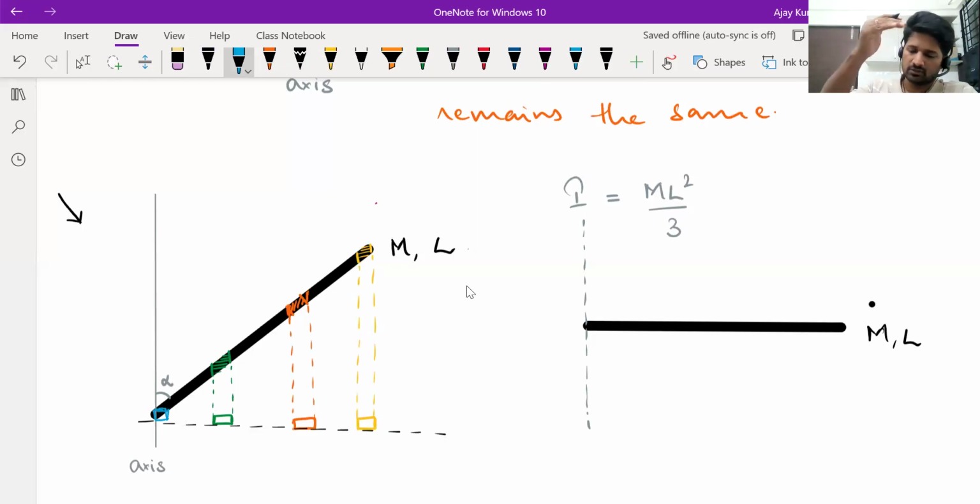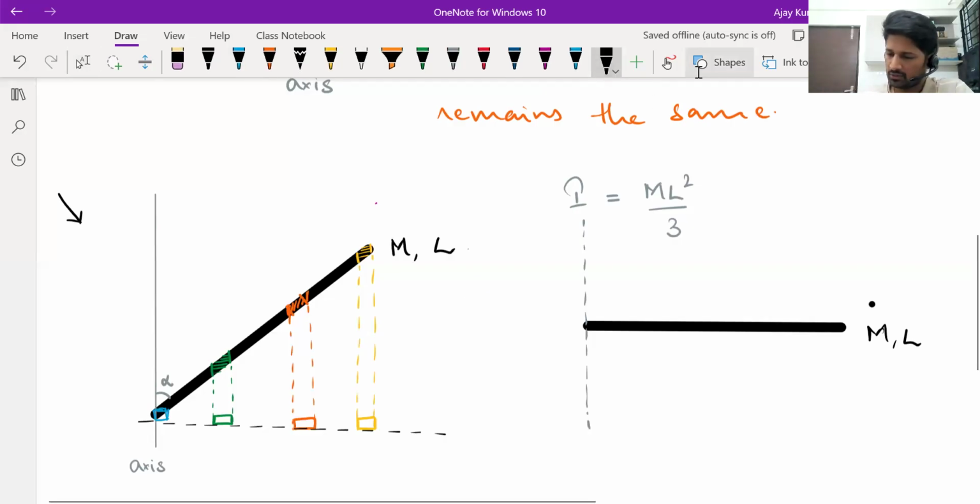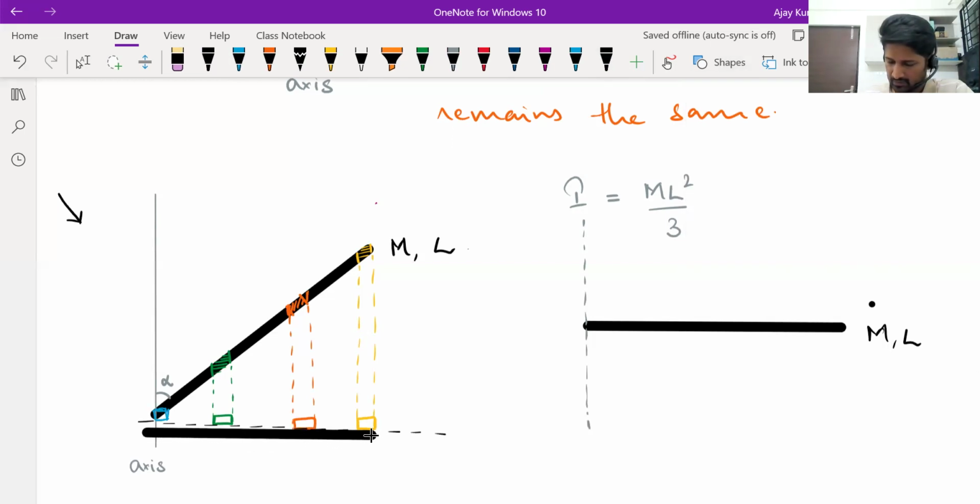Fine. So imagine dropping all the mass of the rod onto this perpendicular line. Effectively, what you get is another rod like this. Are you all able to visualize this or not? The small masses of the original rod being dropped onto a perpendicular direction like this.